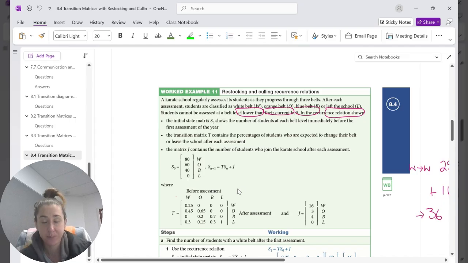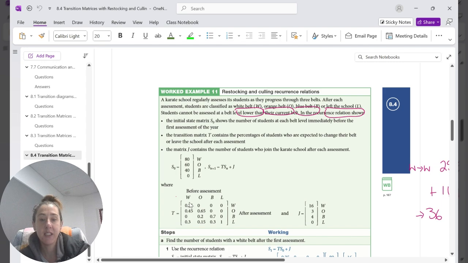Okay, so we started with 80 students who had a white belt, 60 students who had an orange, 40 had a blue belt, and none had left the school. So we've got none that are showing as being already outside the school. And we've got our recurrence relation. Can you see that we've got the two parts, initial state and how we find the next number in our sequence. Recurrence relation, two parts. So before the assessment, and after the assessment.